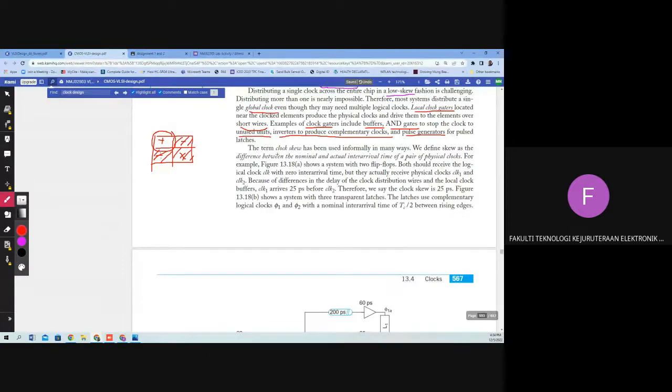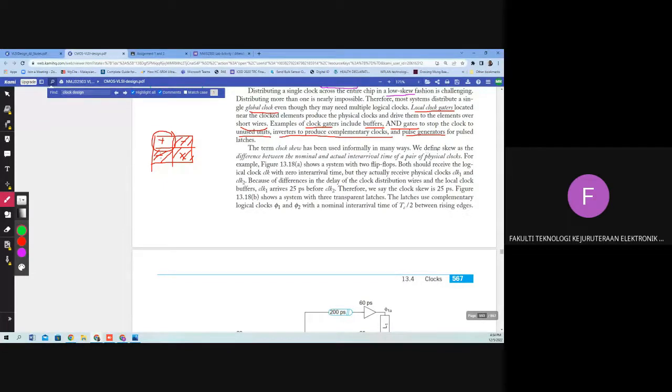The term clock skew has been used informally in many ways. Here we define skew as a difference. This is the definition of clock skew, and there are actually a lot of definitions, so you may use this as well. I will accept any other definition that is closely related to the topic we discussed on clock skew.